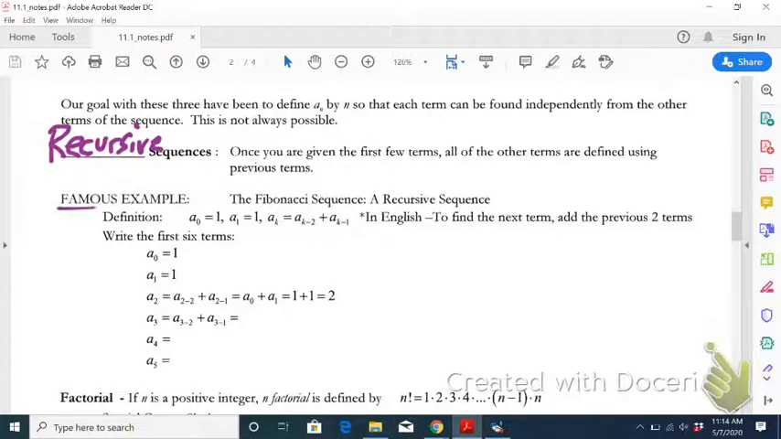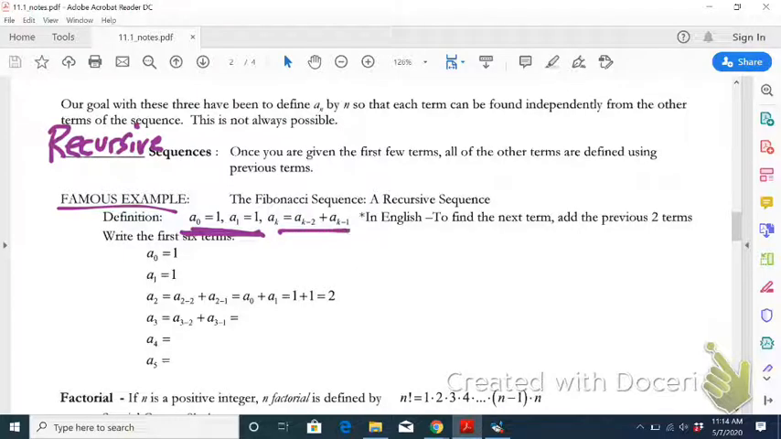So the most famous example of a recursive function or sequence is the Fibonacci sequence. So let's look at its definition. It says a sub 0 is 1 and a sub 1 is 1. With recursive sequences, you're always going to have the first couple terms given to you, because you need those to find the next term. So we need the 0th and the first term to find the second term, and the first and the second term to find the third term, and so on.